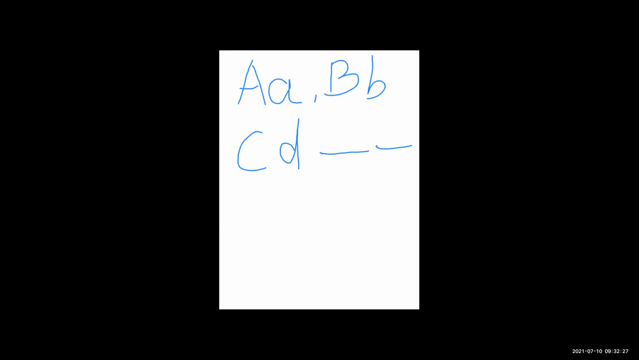Capital A, small a. Capital B, small b. Capital C, small c. So what alphabets will come next? Yes, Aradhya, very good, very nice. It will be capital D, small d. Then what will come? Capital E, small e. So these patterns come over and over again.